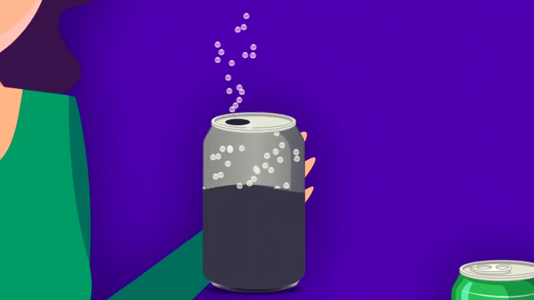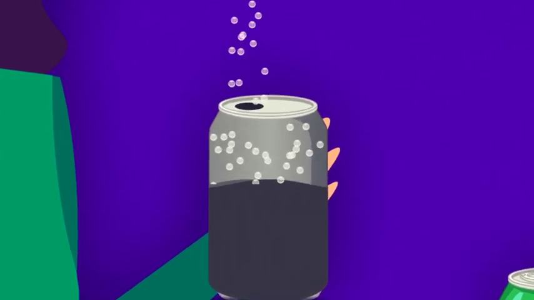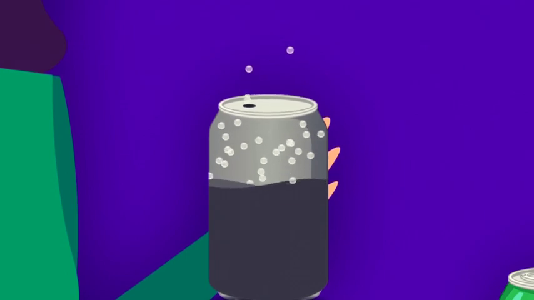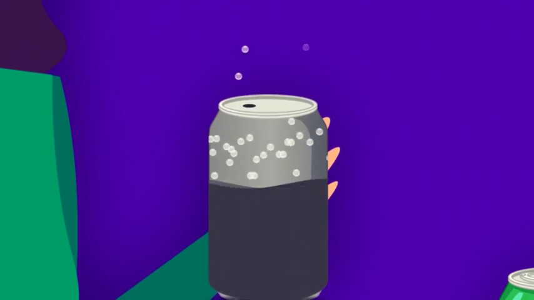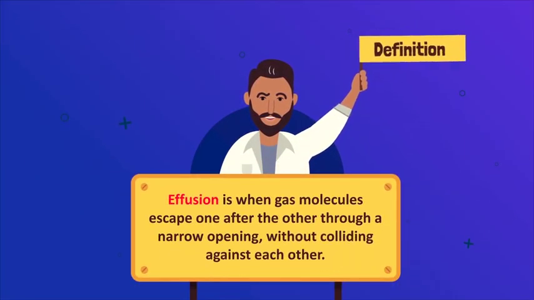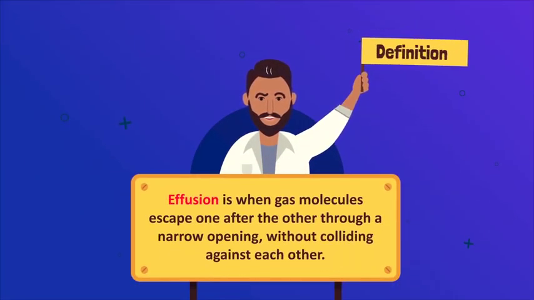But what if the space for gas molecules to move around is so narrow that only one molecule can escape at a time? This results in the effusion of gases. Effusion is when gas molecules escape one after the other through a narrow opening without colliding against each other.